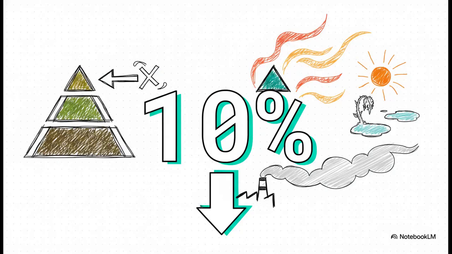But here is where we hit a massive mechanical limitation in biology. Look at this number, 10%. That single specific number represents how astonishingly inefficient energy transfer actually is between these steps. Only about 10% of the energy successfully transfers from a producer to a consumer. So you're probably wondering, where on earth does the rest of it go?